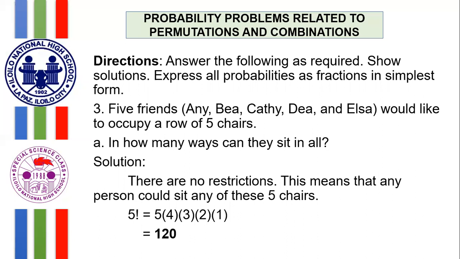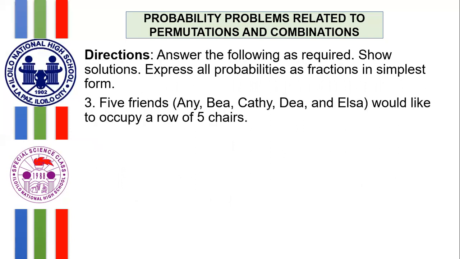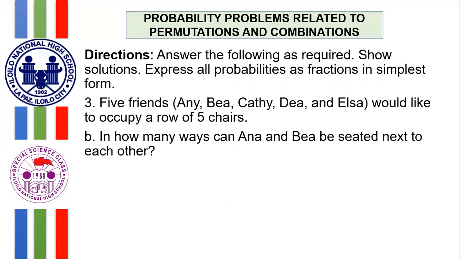But how about letter B? In how many ways can Annie and Bea be seated next to each other? This time, there is now a restriction. Cathy, Dea, Elsa could sit anywhere as long as Annie and Bea are seated next to each other, or they are adjacent to one another. And no person should be between Ana and Bea.